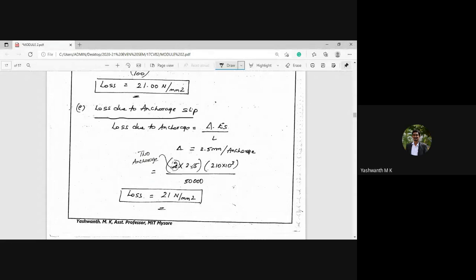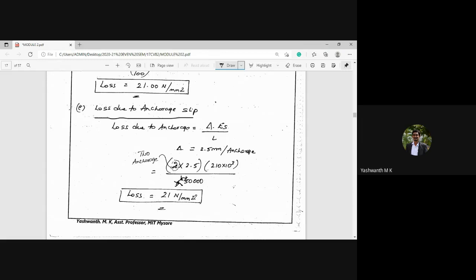Substitute 2 into 2.5 mm multiplied by ES, 210 into 10 power 3 Newton per millimeter square. Please be careful, the length is in meter and you need to substitute it in millimeter only. So let me substitute this in millimeter, that is 50,000 millimeter. The answer will be 21 Newton per millimeter square.